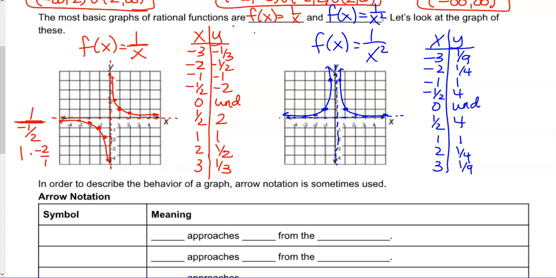These are the only ones we're going to look at with rational functions. Now, we will never touch these axes. So you just approach them. They never will cross them, okay?